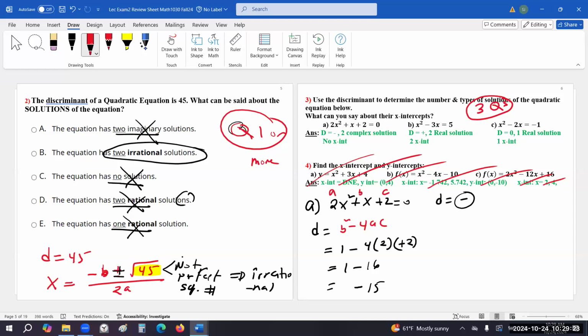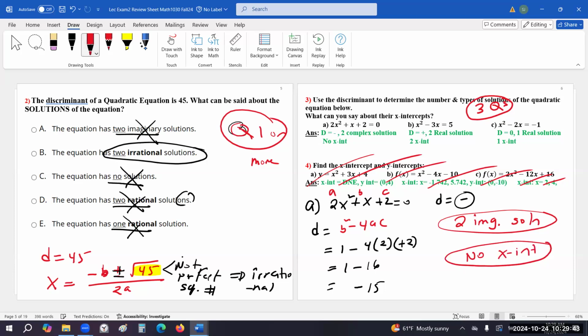How many and what type of solutions do we have? 2 imaginary solutions. And how about the x-intercept? How many x-intercepts do we have? None, because an x-intercept has to be real. But we did not get any real numbers in our solution. So no x-intercepts. We get 2 imaginary solutions, but no real x-intercepts.